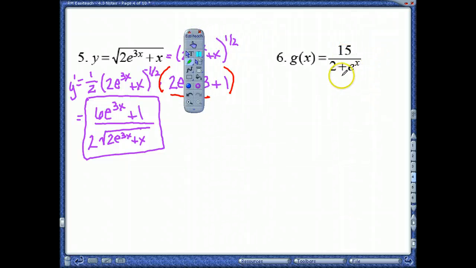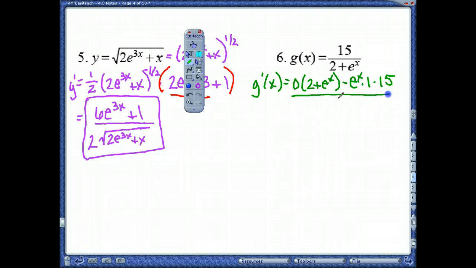We have a quotient rule. So you have to follow the quotient rule. Gosh, that just seems to make sense. So we're going to take the derivative of the top. Well, the derivative of 15 is 0 times the bottom as is, minus the derivative of the bottom. Well, the derivative of 2 is 0. The derivative of e to the x is e to the x, times the derivative of x, which is just 1, times the top as is, all over the bottom squared.